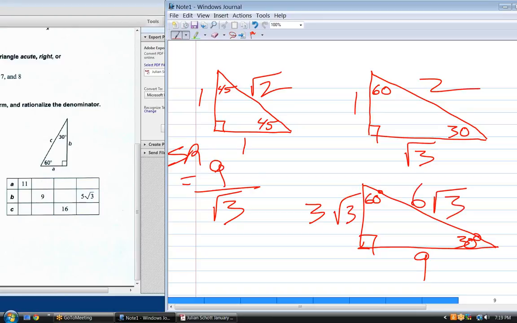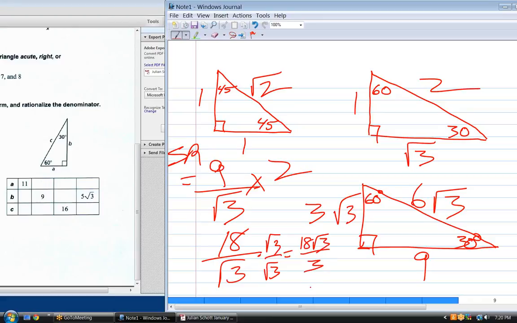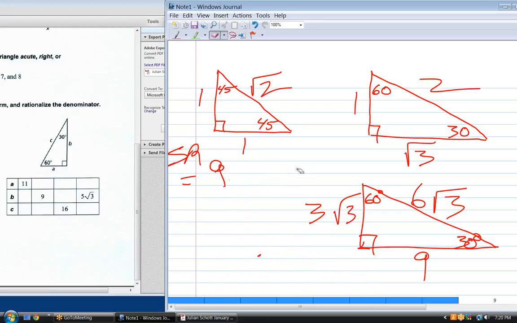I was going to do it the slow way, multiply that by 2, which gives me 18 over root 3, multiply by root 3 over root 3 to rationalize. I got 18 root 3 over 3, which is 6 root 3. Okay, so doing it the hard way gives me the right answer, but recognizing the relationship of these sides is a far better way to do it, which is what you just did. Okay, so we got our 2 answers for column 2.